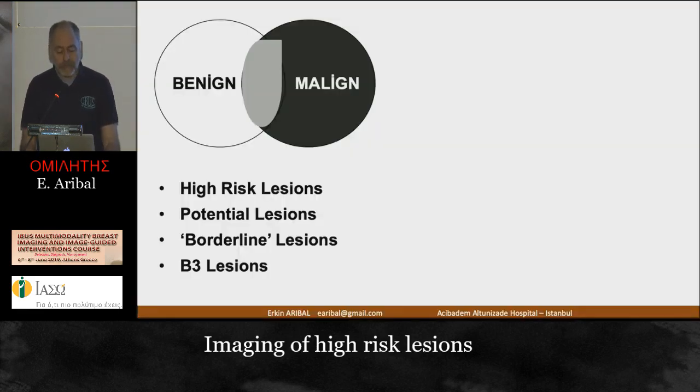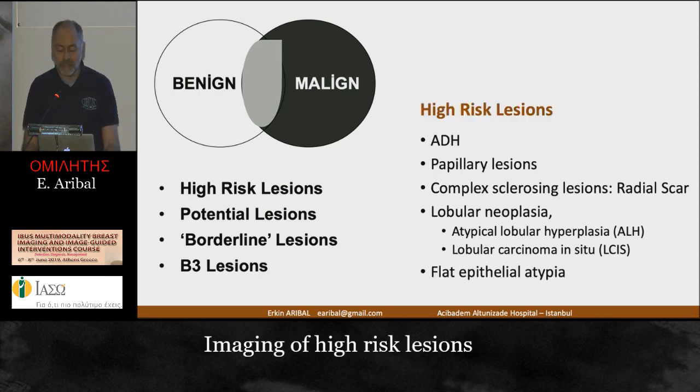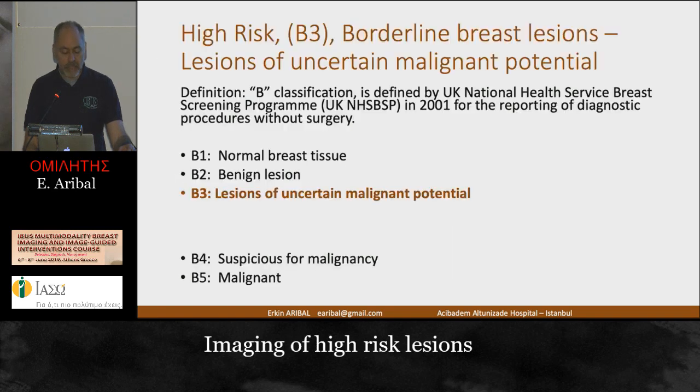So there are some malignant and benign lesions, but in between them there is the gray zone, which is called high-risk lesions or potential lesions or borderline lesions or B3 lesions. This is not the B3 of BI-RADS. It's not BI-RADS 3, it's B3 pathology, histopathological lesions. These lesions are, as was well explained yesterday, atypical ductal hyperplasia, papillary lesions, radial scars or complex sclerosing lesions, the lobular neoplasias, and flat epithelial atypia.